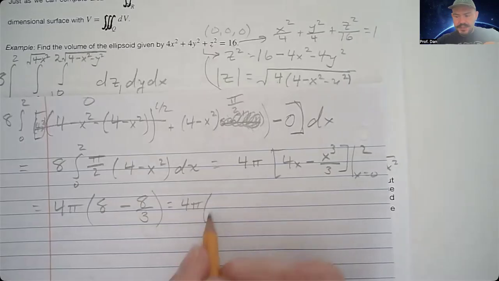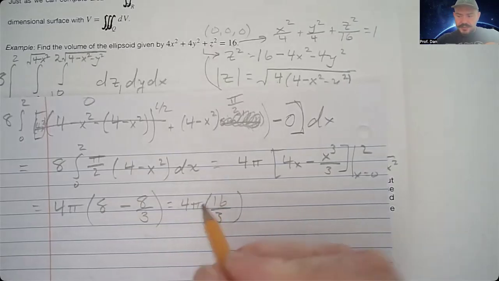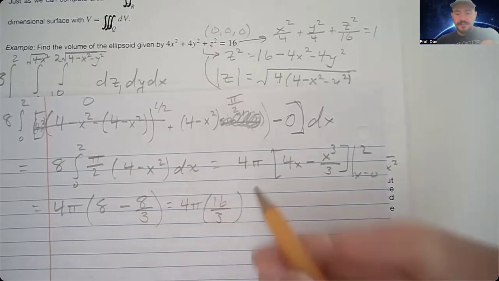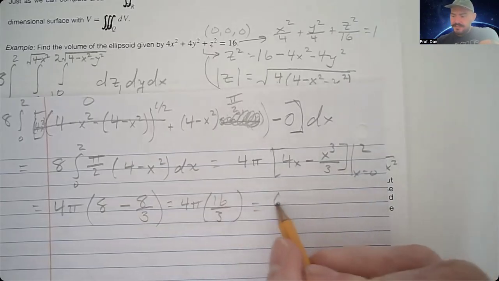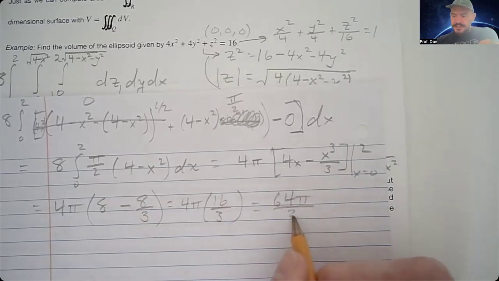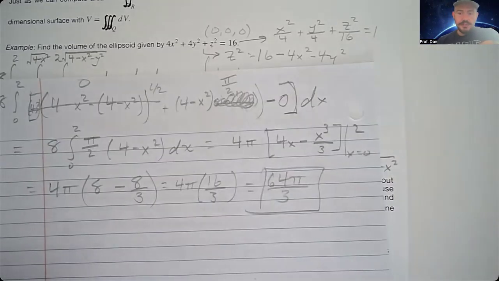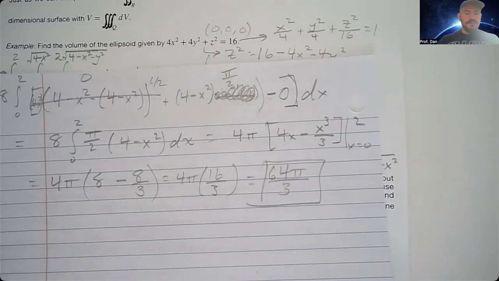So we have 4 pi times 16 thirds. And if I multiply 16 by 4 pi, I get my answer, 64 pi over 3. And just like that, we found the volume of Plankton.